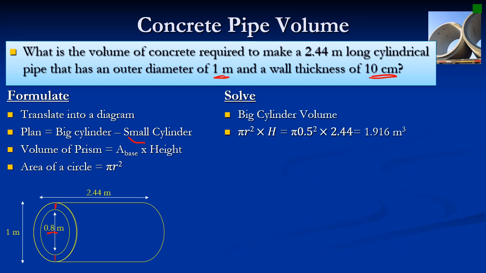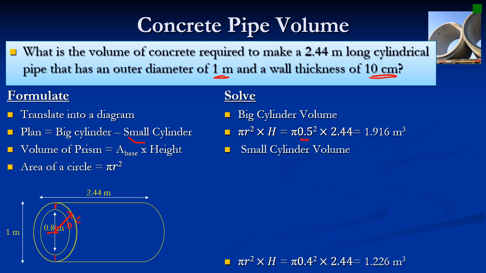So when we solve this, let's just work out the big cylinder volume. So it's pi r squared for the area of the base times the height, which is 2.44. So we'll substitute in pi times 0.5. Where did we get that 0.5 from? That's the radius. So remember, the radius is half the diameter. So from the center point to there, so that should be 0.5. So let's go through that again. So pi r squared, so pi times 0.5 squared times 2.44, and that should leave us with 1.916 cubic meters.